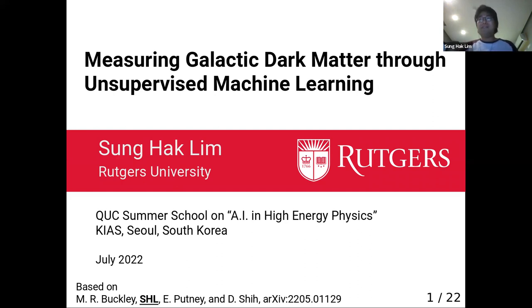And today I'll introduce my recent work, collaborated with people at Rutgers, Professor Matt Buckley, Eric Putney, and Professor David Shih. For this work, we try to apply machine learning techniques to astronomical data analysis. In particular, we try to identify the galactic dark matter mass density using the data set provided by some experiment. So let me start.